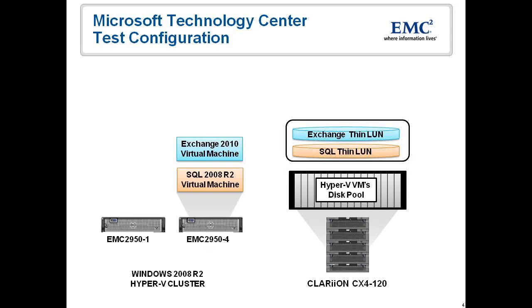In this demonstration, I'll show you how you can leverage Microsoft virtualization technology and EMC storage optimization technology to create a dynamically adjustable environment. The configuration here is set up in the Microsoft Technology Center and contains a Hyper-V cluster with two servers, EMC 2950-1 and 4. We also have a CLARiiON CX4-120 in which we've set up a disk pool which will store our Hyper-V VMs.